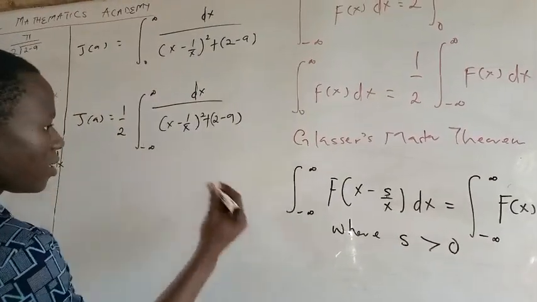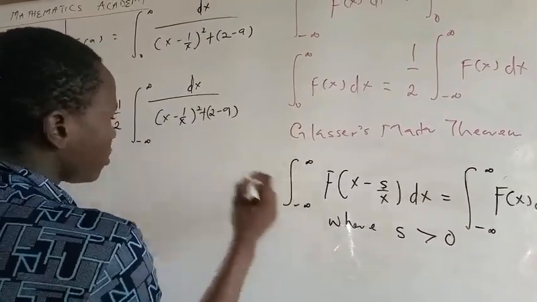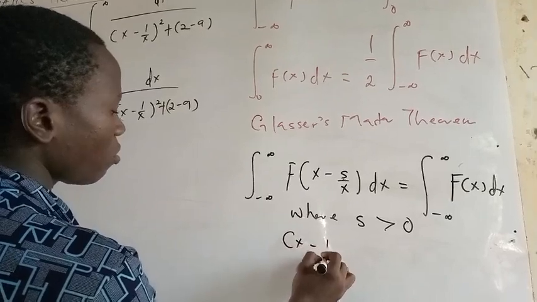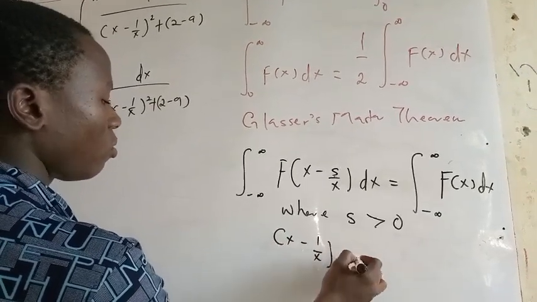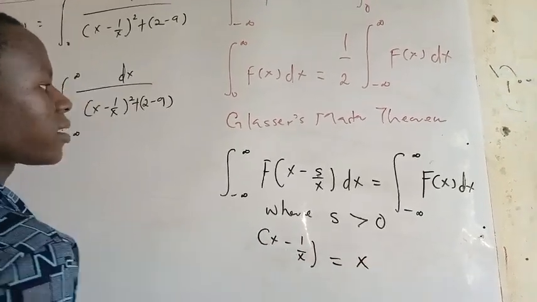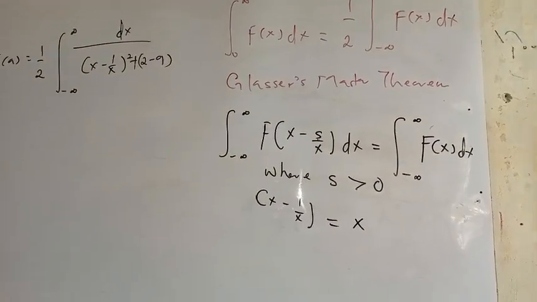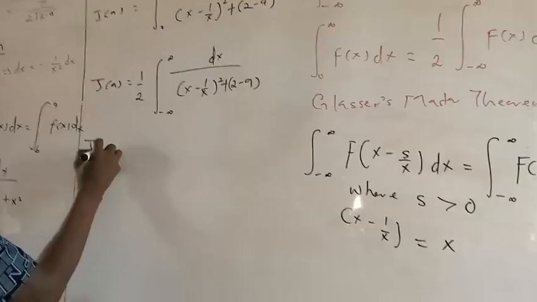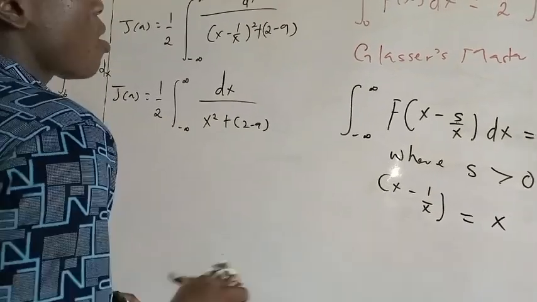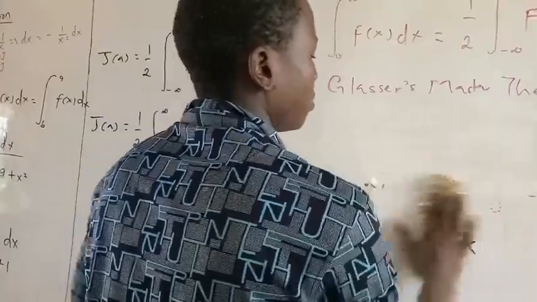Then you can now say this your x minus 1 over x. So this will definitely be x using Glasser's master theorem. So then I have J(a) is equal to 1 over 2 times the integral running from negative infinity to infinity of dx over x squared plus 2 minus a. So our work is now beautiful.